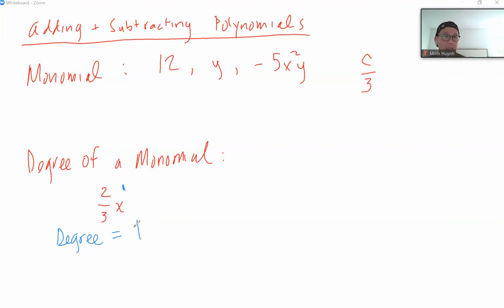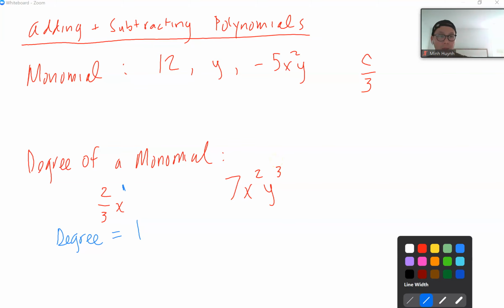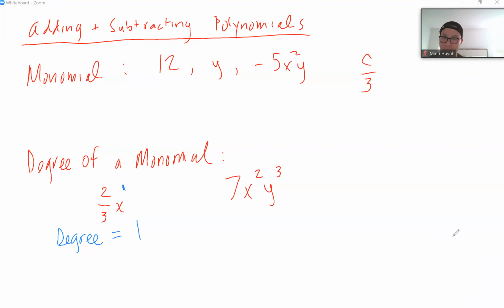As simple as that. Now, what happens if they give you more variables? Let's say 7x squared y to the third. And they say, what's the degree of this monomial? All you need to do is add up the exponents. So I have my 2 and my 3. 2 plus 3 gets me 5. So my degree is going to be 5, right?